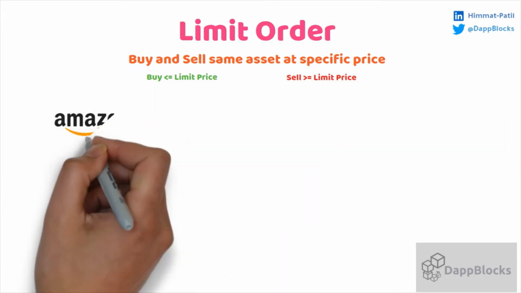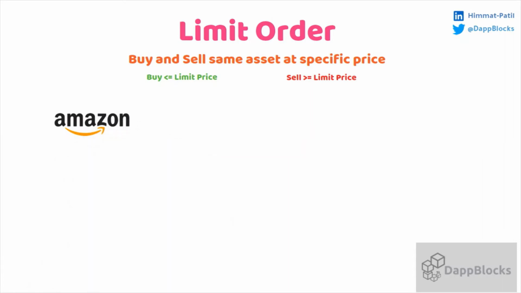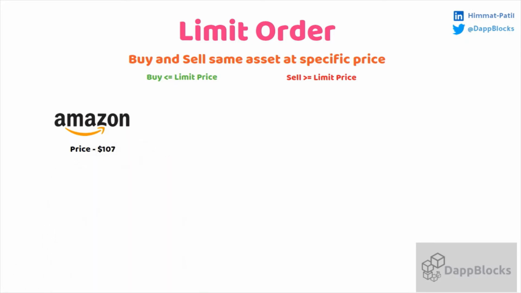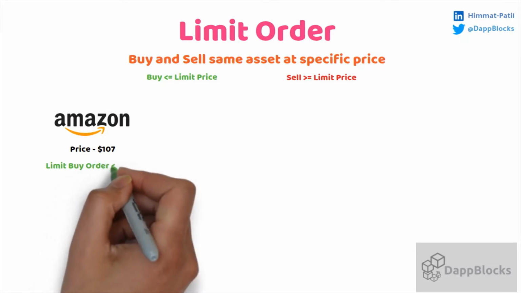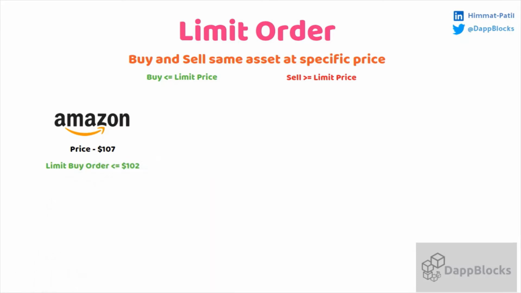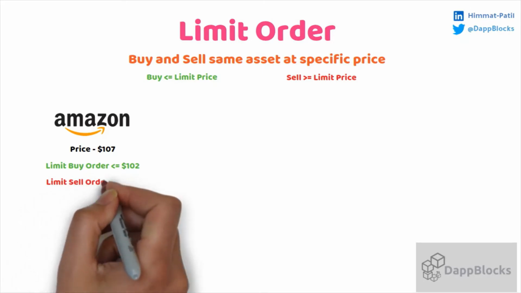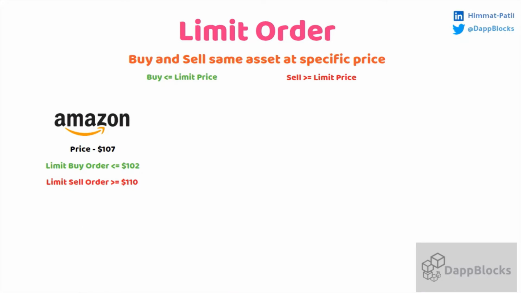Let's consider an example. Let's say the current price of Amazon stock is trading at 107 USD. Here we can place a buy limit order at 102 USD. So as and when the price goes below 102 or equal to 102, the order gets executed. And for a sale, we can set the limit price higher than the current price. For example, let's say 110 USD.